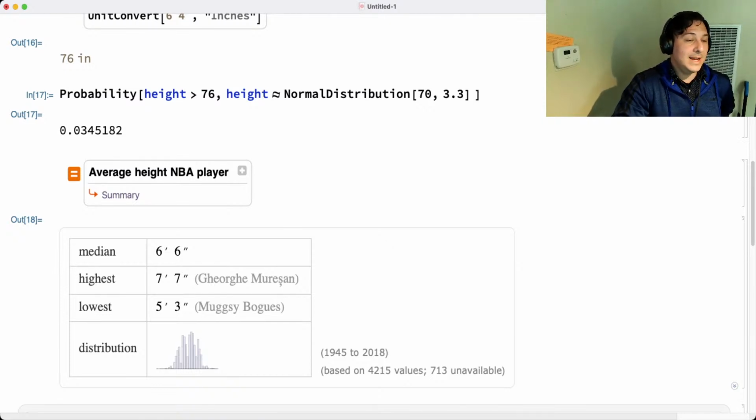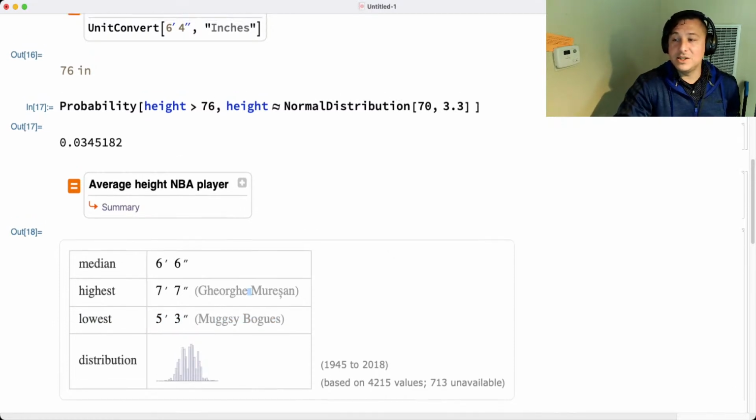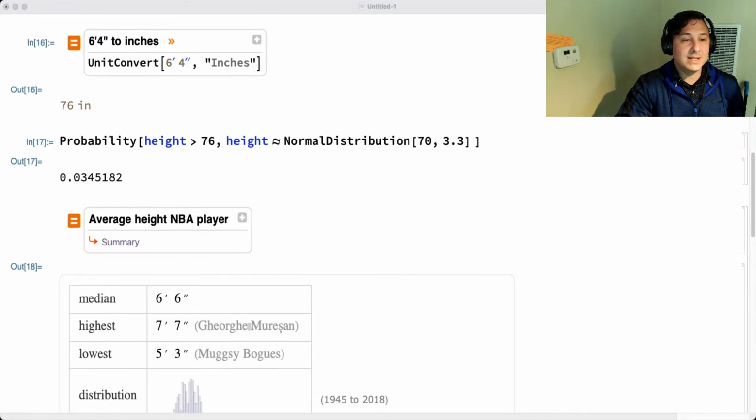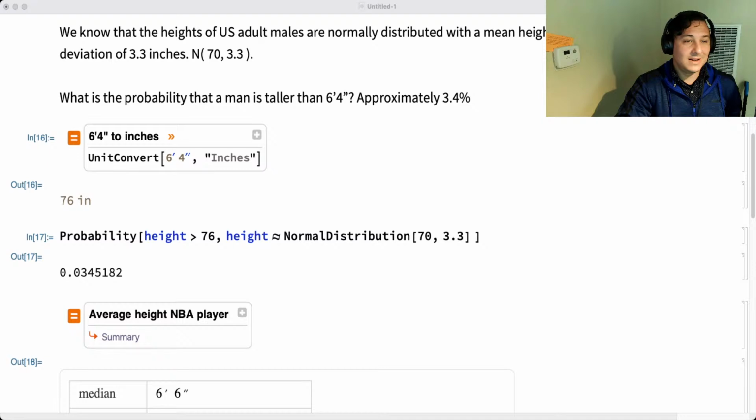Apparently the tallest NBA player ever was 7'3", 7'7", and shortest ever, 5'3". Now here's the crazy thing: the median is basically typical, average, right? So if you look at an average NBA player, that's taller than 6'4", right? And what percentage of men are even going to be 6'4" in the first place? 3.4%. So the average NBA player is in that top 3.4% of men by height. You can actually get an idea of how freakishly big those people are.